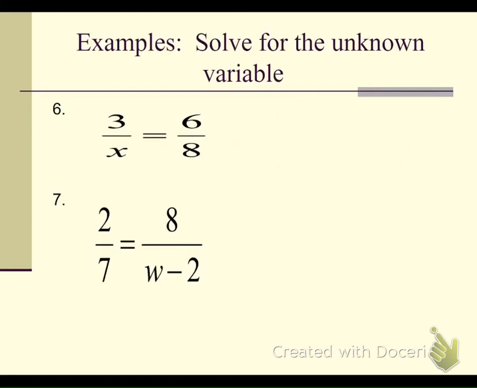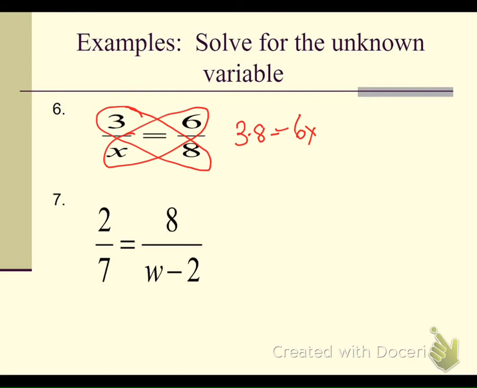Last 2 examples, we want to solve for our variable. So what we're going to have to do is that cross multiplication. We end up with our 3 times 8, and we set it equal to our other half, x times 6, 6x. What is 3 times 8? 24. Nice job. Equals 6x. Want to get x by itself? I divide by? 6. What does x equal? 4. Nice job. So we get x equals 4.